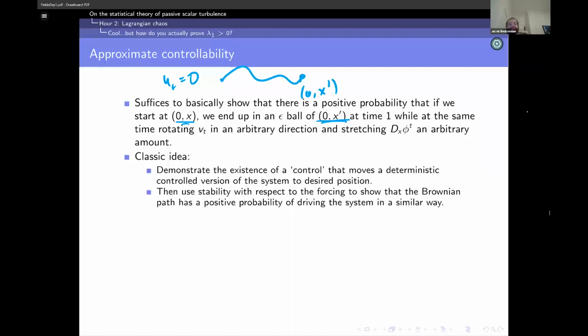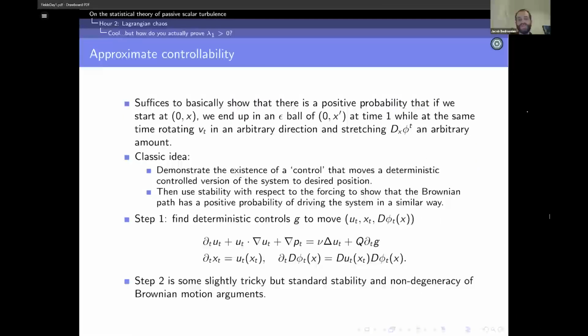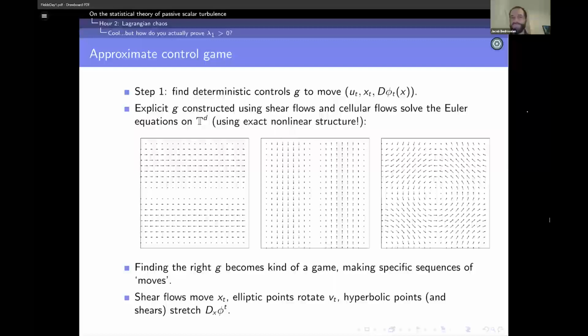And so if you can construct a deterministic control, so you change the problem to this deterministic control problem, then you use some stability arguments using regularity of the velocity field and well-posedness and parabolic regularity and so on. Basically you can prove that if the deterministic control can do it, then the random control can approximately do it with positive probability. And doing the deterministic control now becomes a kind of fun game.